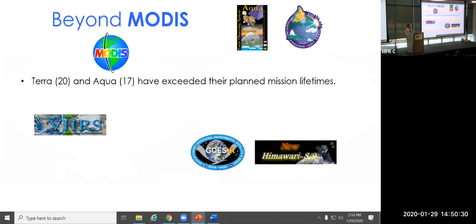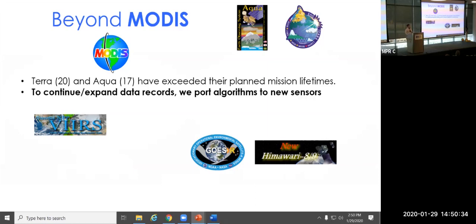So we are trying to work beyond MODIS and take our same algorithms and port them to new sensors. There's an operational NOAA sensor called VIIRS that will be in operation through the 2030s. And so we ported our algorithm and products to that.